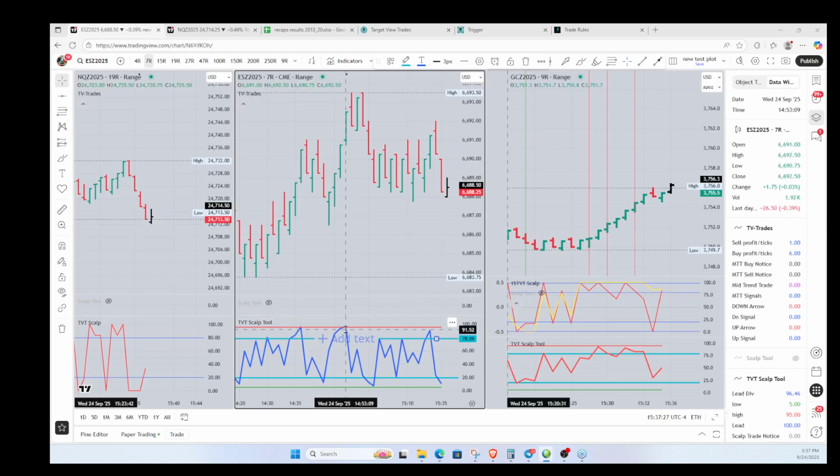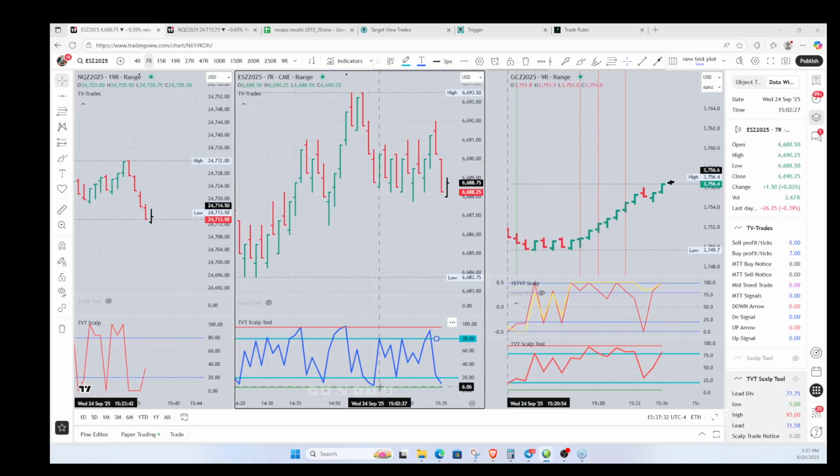The TV Scalp Tool, you wait for the fade. You take the fade, alright, as it's approaching the overbought and oversold. That's when you do that. The 15 TVT Scalp, that takes out the ambiguity of the fade. Alright, so like right here on the ES. This fade right here on the ES is a trade. Okay. And this fade right here on the gold.